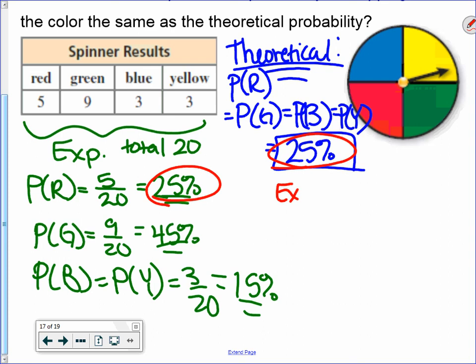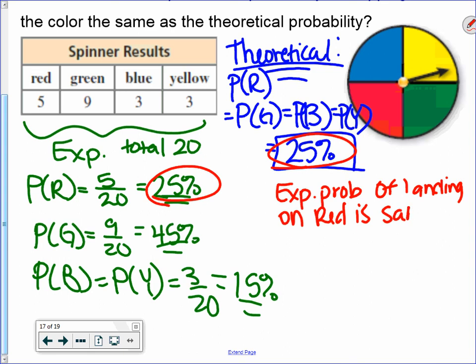So experimental probability of landing on red is the same as theoretical probability.